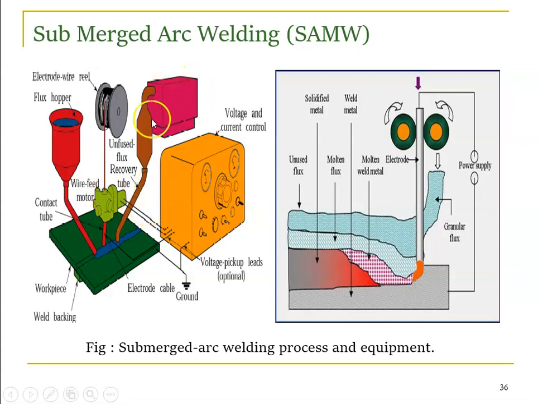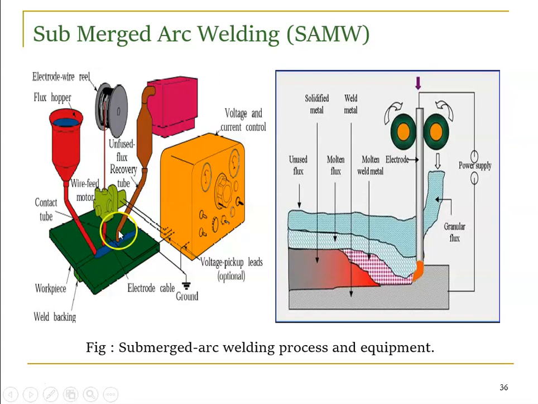It is transferred and supplied to the workpiece. We pass the electricity, so the arc is created. The arc melts the consumable electrode, and the consumable electrode deposits over the workpiece. The flux is placed on top of the welded metal piece, so we cannot view the arc. The arc is produced inside the flux.